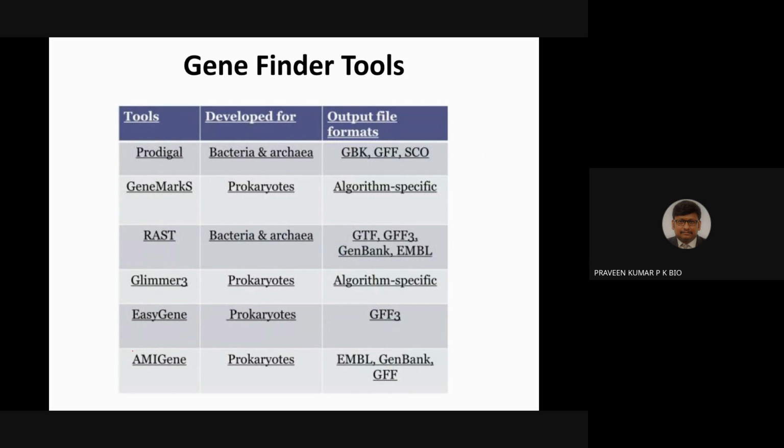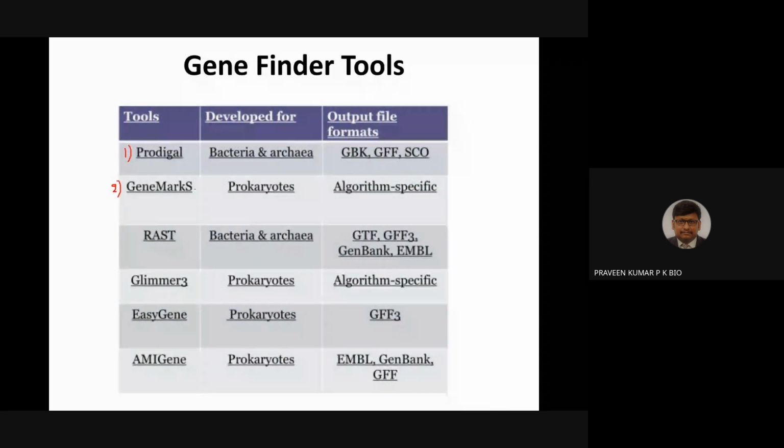Now, gene finder tools. What are the different tools available, what are they developed for, and what are the different output file formats we can get? The first we see is Prodigal. Prodigal is developed for bacteria and archaea. The output file formats are GBK, GFF, SCO. And the second we see is GeneMark S.